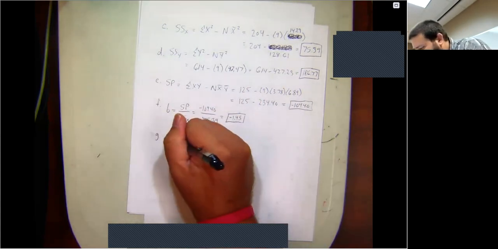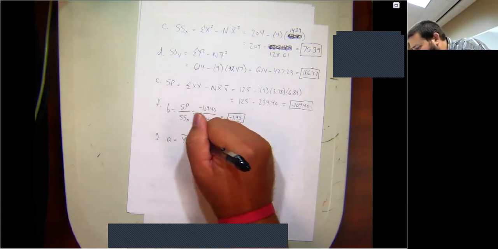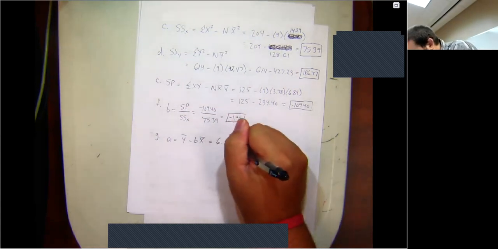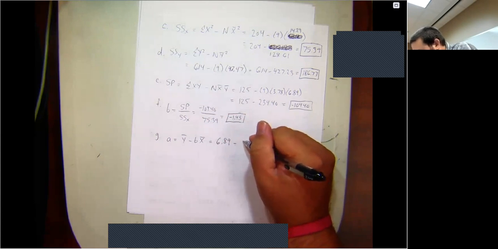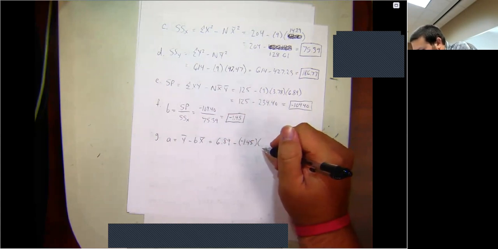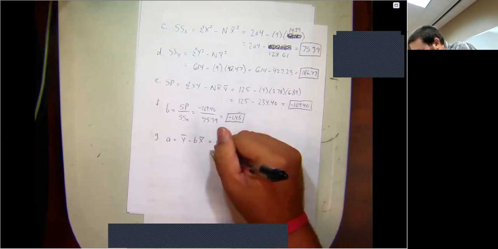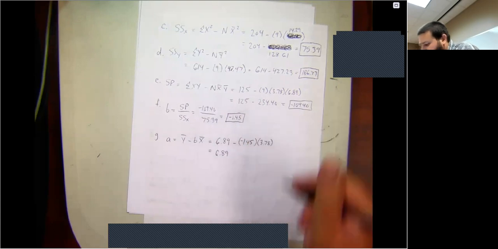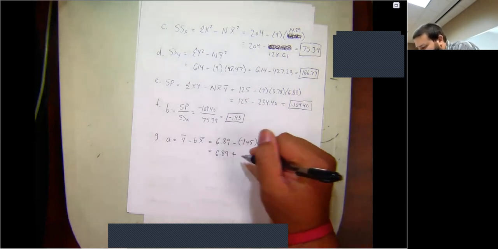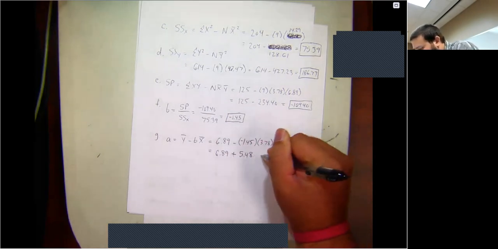what's the y-intercept? So A is equal to y bar minus B times x bar. Y bar is 6.89. B is negative 1.45. And the x bar is 3.78. So this is 6.89. If we multiply negative 1.45 by 3.78, we're going to get a negative 5.48. But if we subtract a negative, it's the same thing as adding a positive. So I'm just going to say plus 5.48.